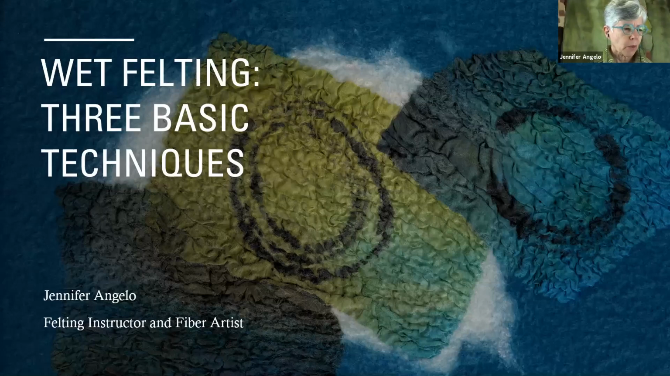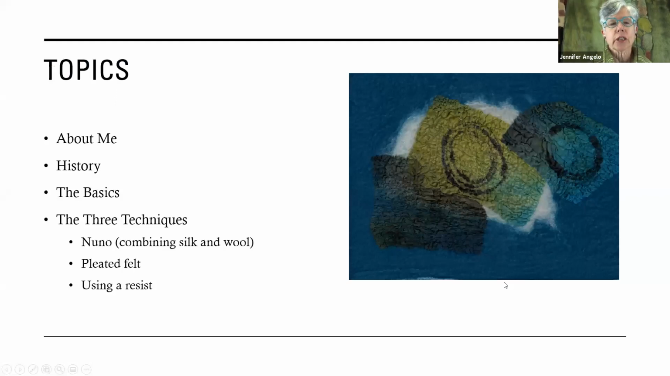So I want to show 3 wet felting techniques. So what I'm going to do first, if I can get my screen to go to the next one. It worked before. There we go. So I thought I'd tell you a little bit about me and how I got interested in felting, and then a very short history and the basics, and then the 3 techniques. Nuno, which is combining silk and wool, and pleated felt, and using a resist, which is a piece of plastic.